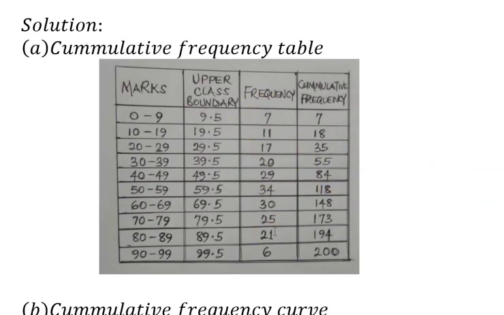Now, the reason why we call it cumulative frequency is that you are adding everything you have here. So if you say 7, this is 7. 7 plus 11 will give you 18. 18 plus 17 will give you 35. 35 plus 20 will give you 55, 55 plus 29 will give you 84, 84 plus 34 will give you 118, 118 plus 30 will give you 148, 148 plus 25 will give you what? 173, 173 plus 21 will give you 194, 194 plus 6 will give you what? 200. That's why we call it cumulative frequency. You are adding all the frequencies.